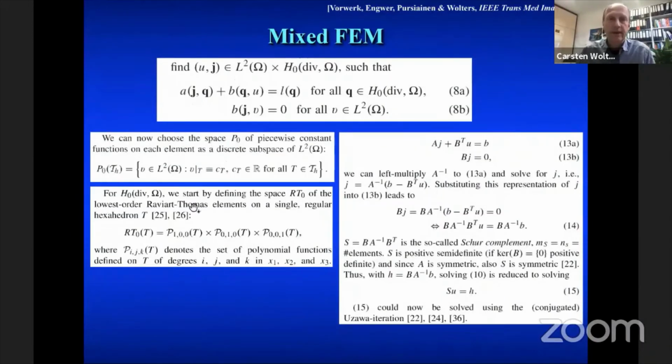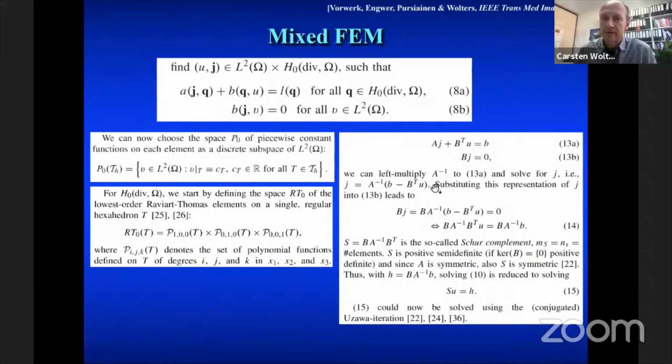If we do that, then from this bilinear form representation, by means of choosing subspaces, in Johannes' work in this IEEE paper in 2017, he used constant test functions for the potential U. So U is only assumed to be in L2. It can jump, and he used lowest order Raviart-Thomas elements for the current density. And when doing so, from this weak formulation we can derive an equation system. Here we have A times J plus B transpose times U identical to the right-hand side. B times J is identical to 0. And then we can use Schur complement methodologies to solve it.